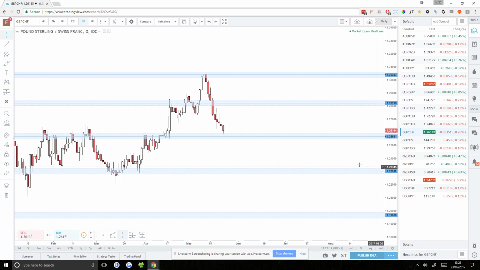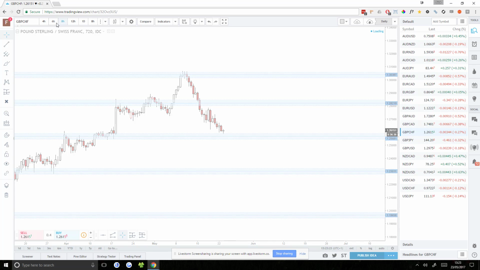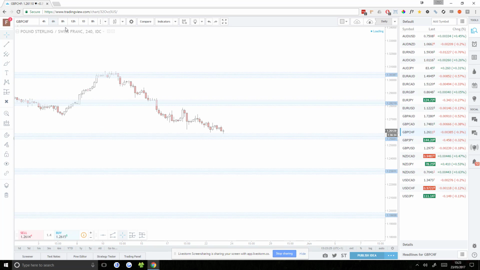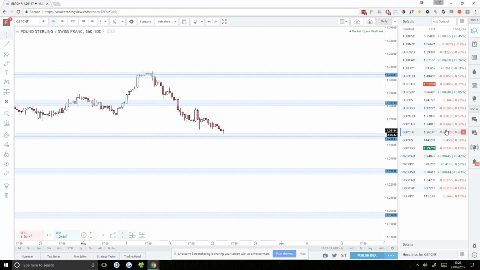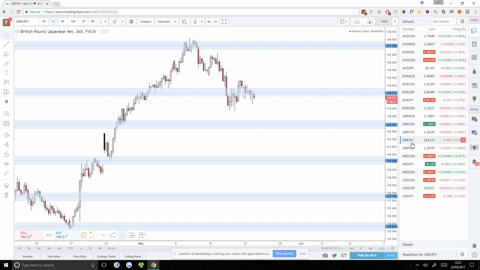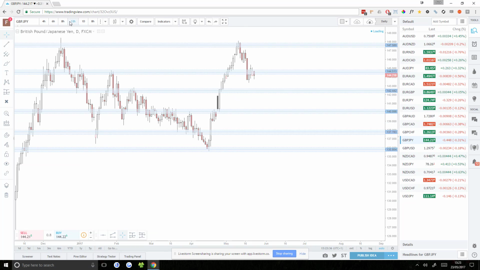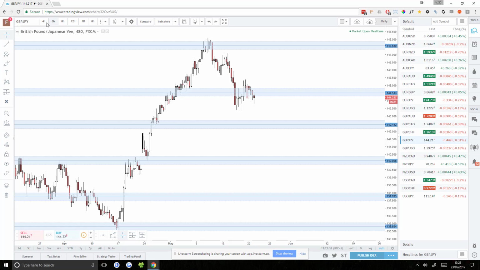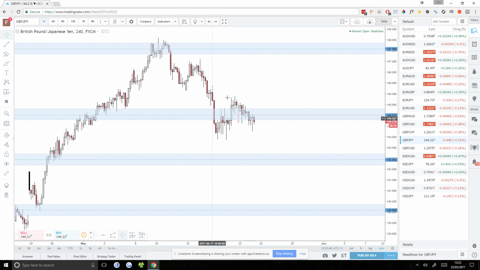All right, GBP CHF headed down, hitting the support area. It's already stalling at the support area. I guess it's worth keeping an eye on, but this is nothing I'm too interested in. I don't really like this pair. I just have it open because some of you guys ask me to check it out every now and then. GBP JPY, nothing much going on. It's just ranging on the support area.